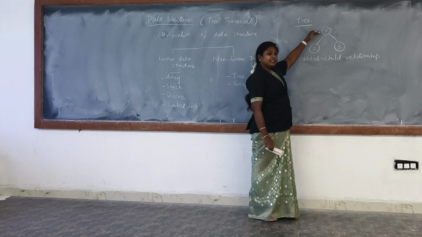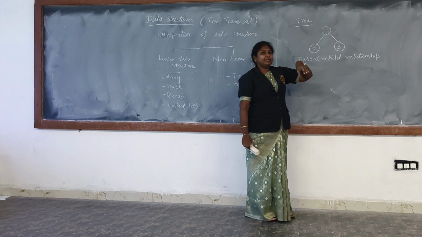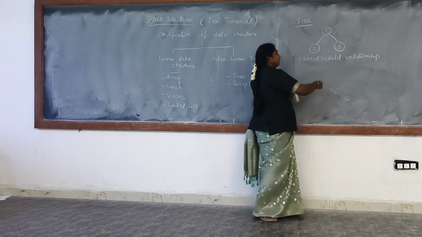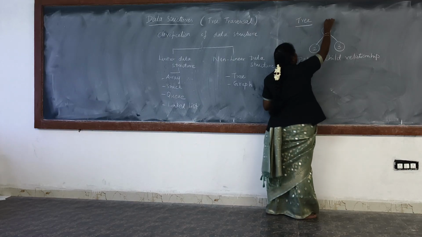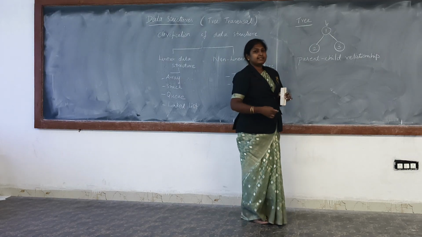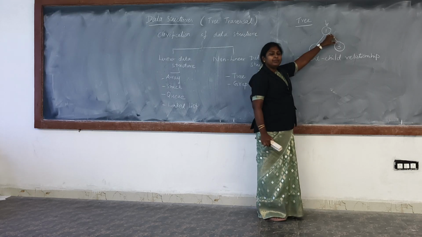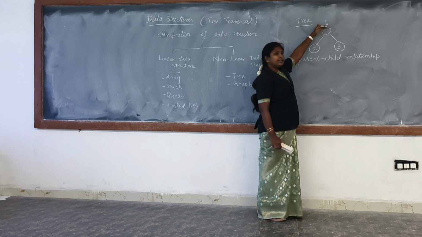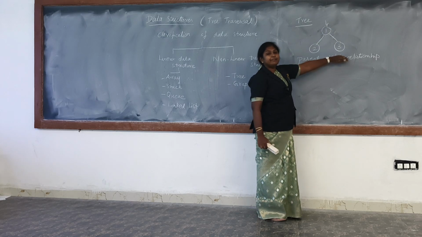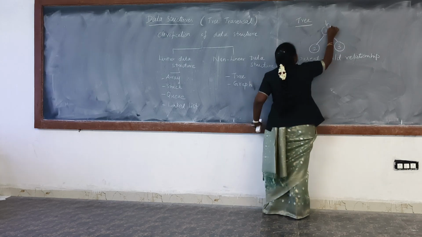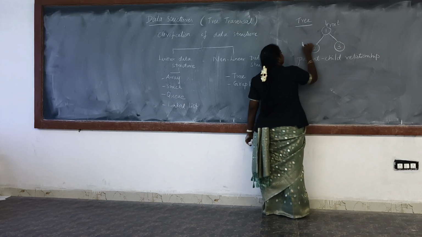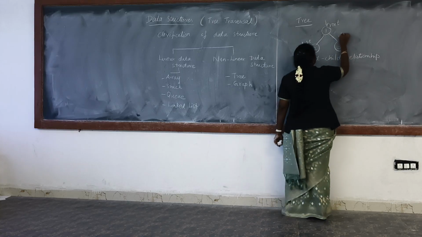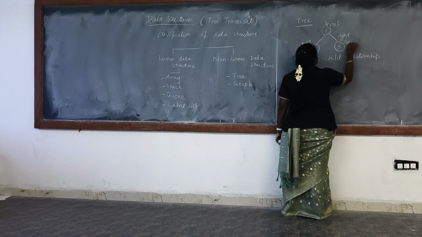What is a parent-child relationship? When you have a single element from where you are going to start, you call that element the root element. Say for example, whenever I need to access the tree, I have to start with 1. So this is the root element. The root element has subtrees, a left subtree and a right subtree.